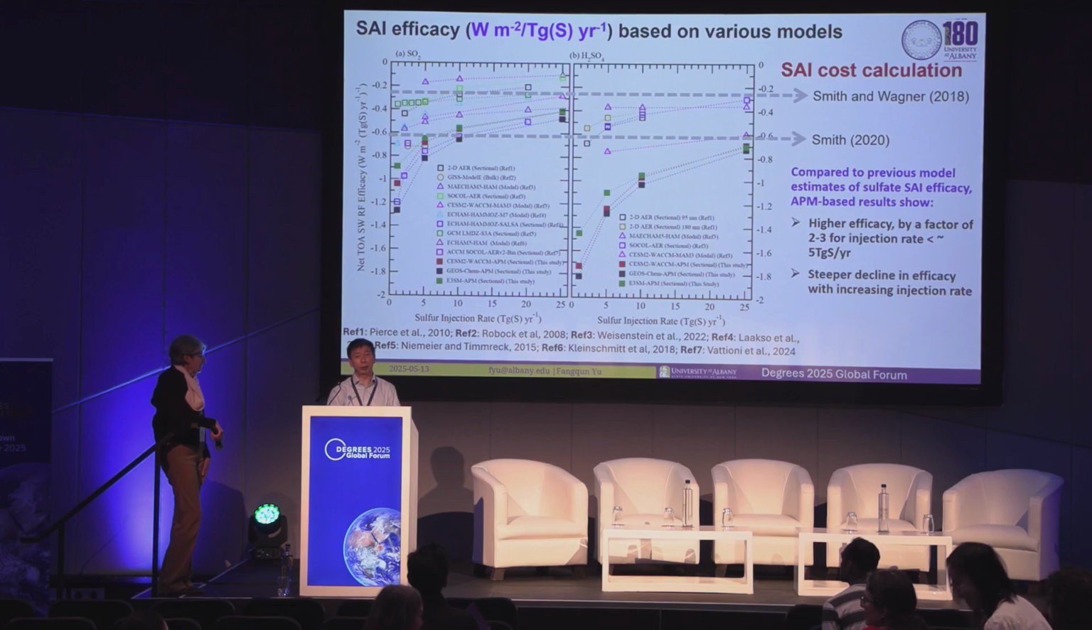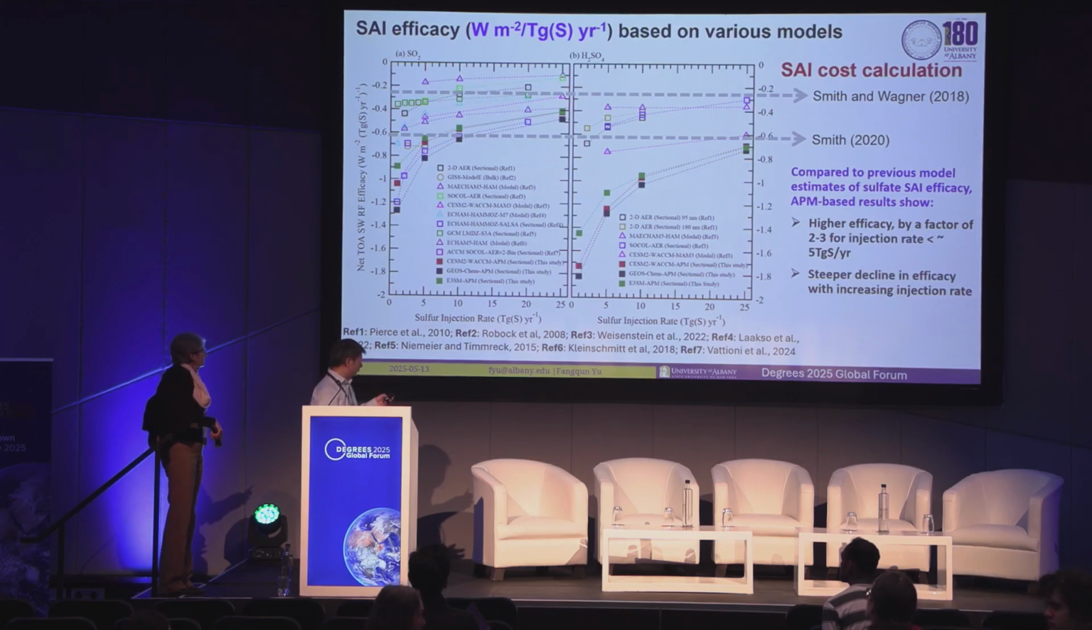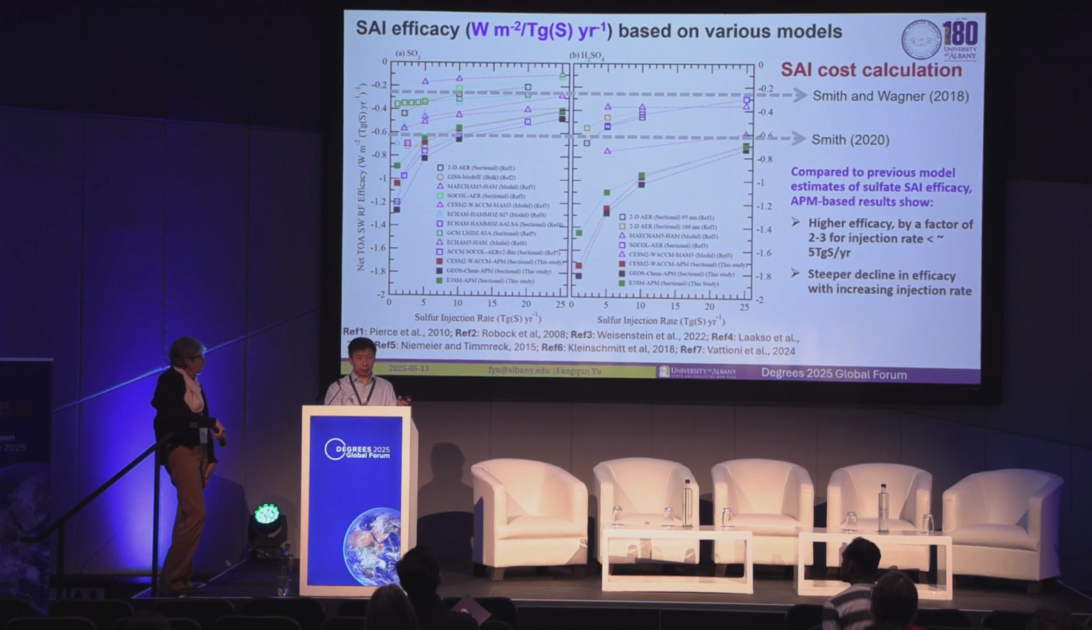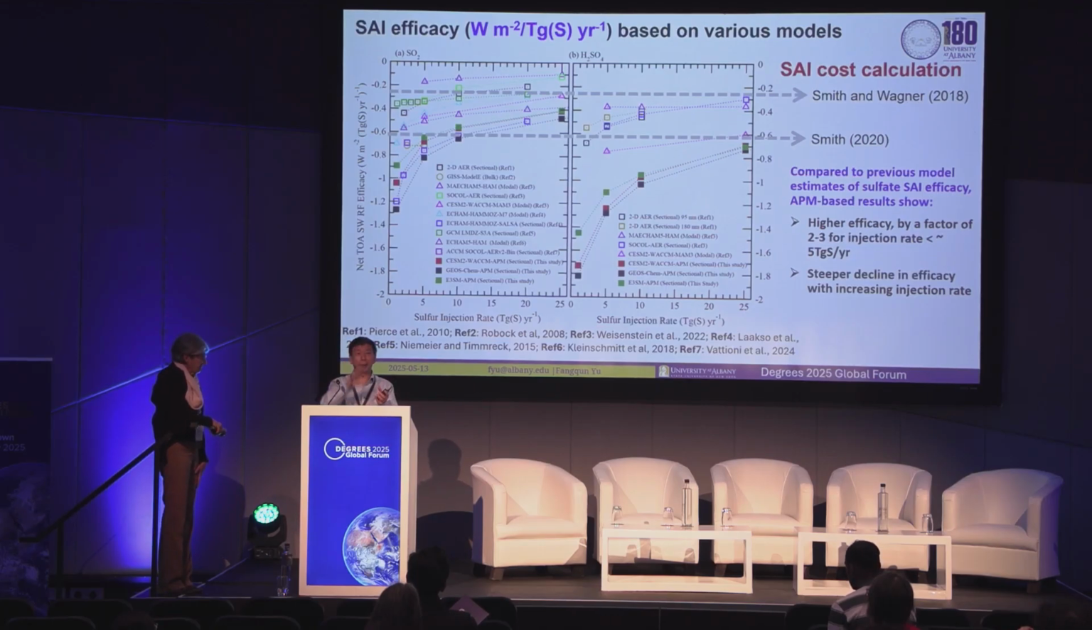Thank you for your questions. The first question is why our model shows a decrease as you inject more. Again, the efficacy is normalized per injection rate. The reason is that when you inject more, you have higher concentrations and the particles get bigger. When the particles get bigger, they fall down faster and their lifetime is reduced, so their efficacy per injection rate is reduced. Basically, it's because of the difference in particle size distributions. The more material there is, the bigger the particles get, and their lifetime is reduced. That's the decrease you see.